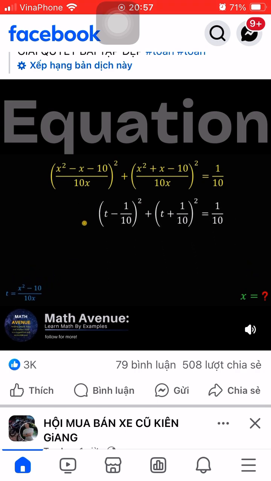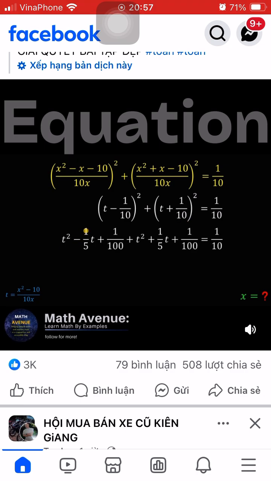So let's focus on this and expand t minus 1 over 10 squared and t plus 1 over 10 squared. So t squared minus 1 over 5t plus 1 over 100 plus t squared plus 1 over 5t plus 1 over 100. Now, combining like terms, this will give us 2t squared. We eliminate negative 1 over 5t and positive 1 over 5t. And then 1 over 100 plus 1 over 100 is 2 over 100.